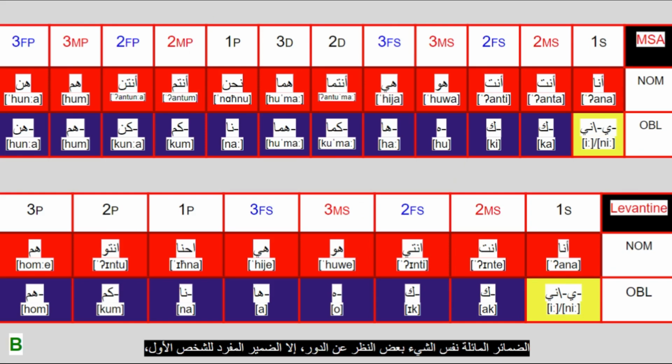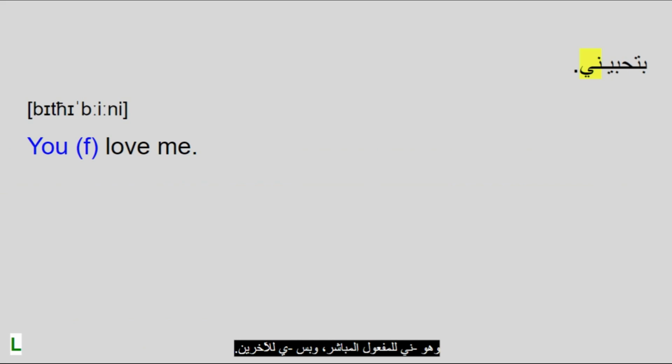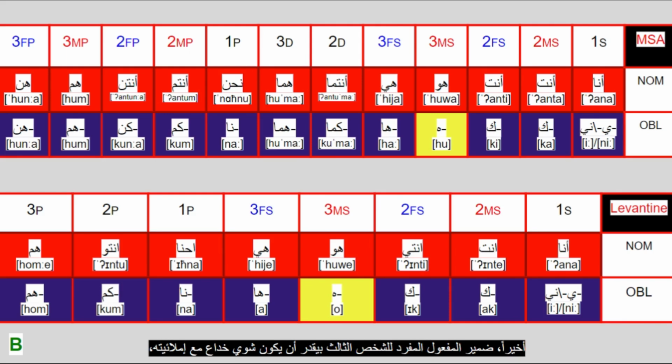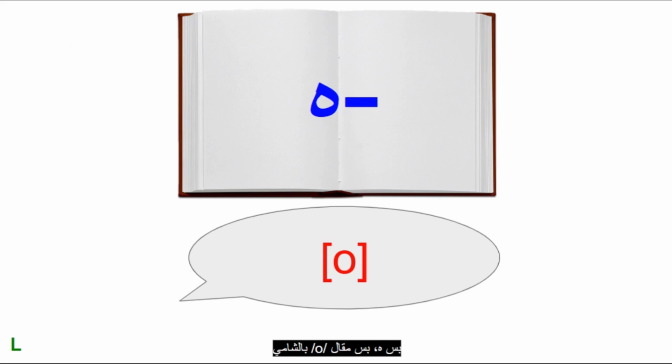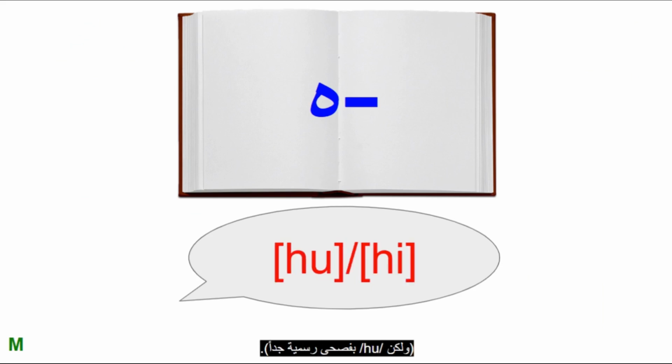The oblique pronouns are the same regardless of function, except for the first person singular pronoun, which is ni for the direct object and just e for the other two. Finally, the third person masculine singular object pronoun can be a bit deceiving with its spelling, which is just the ha, but it's pronounced o in Levantine, albeit hu in very formal MSA.